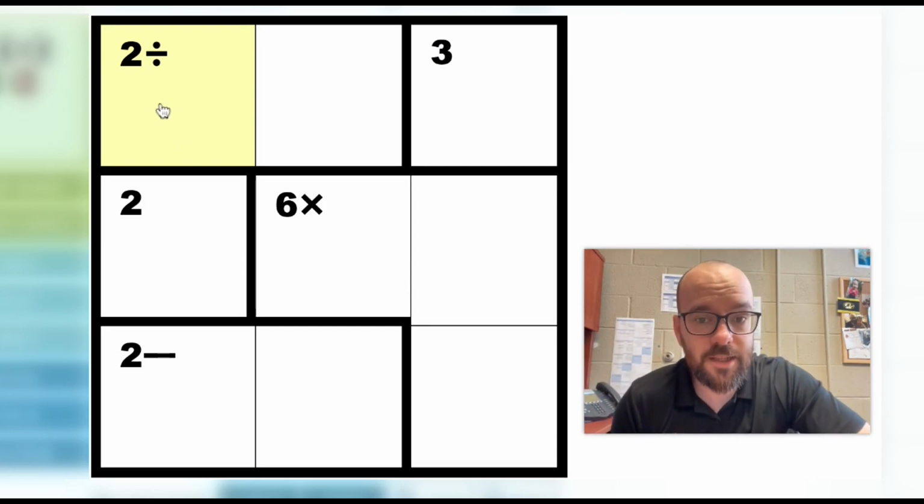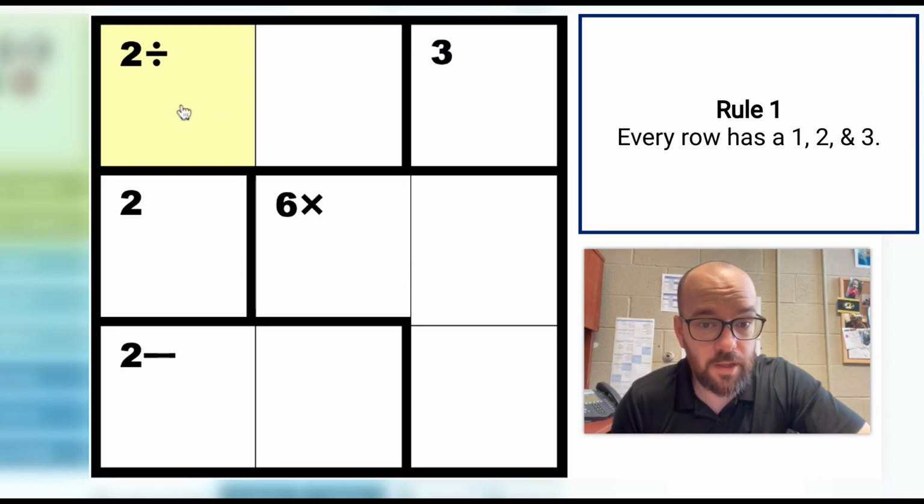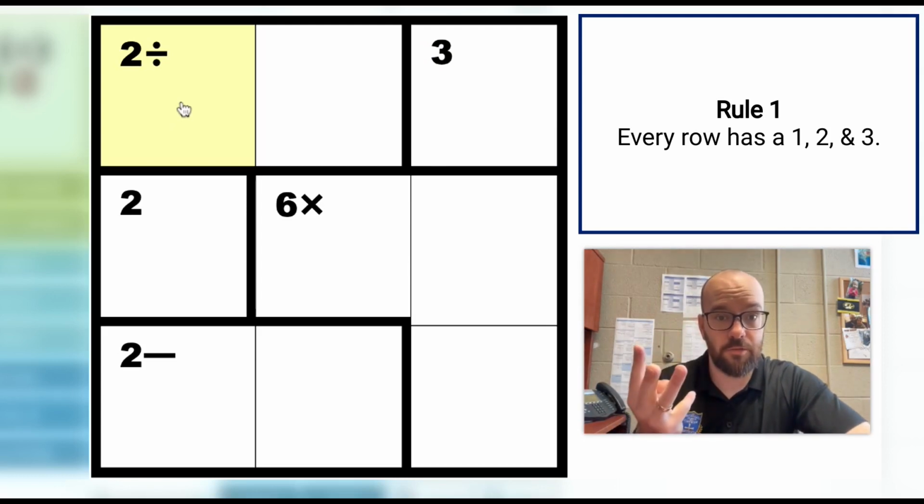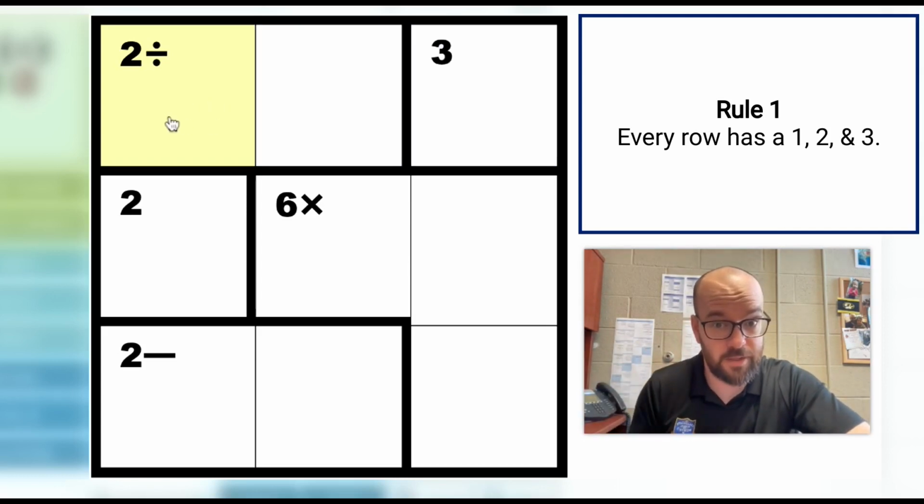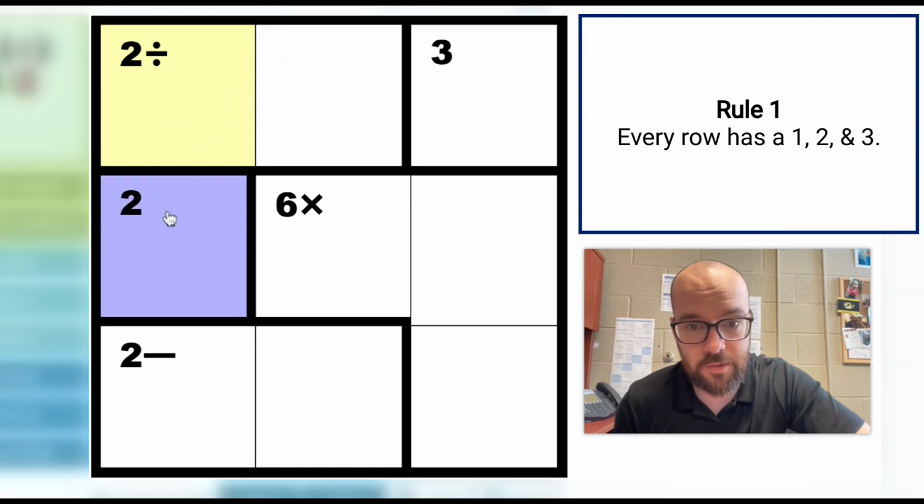The first is that every row is going to have to include the numbers 1, 2, and 3. And I don't know where those go in those boxes yet, but there's going to be a 1, 2, and 3 in this row, a 1, 2, and 3 in this row, and a 1, 2, 3 in this row.